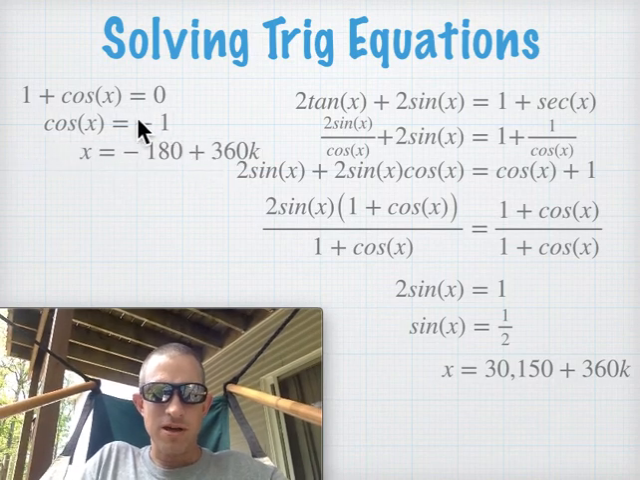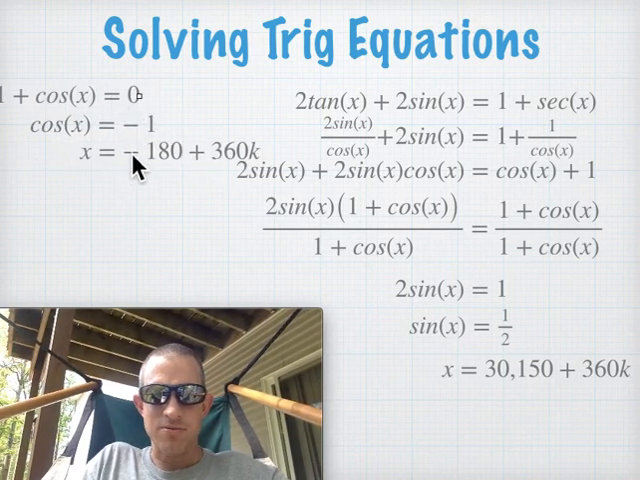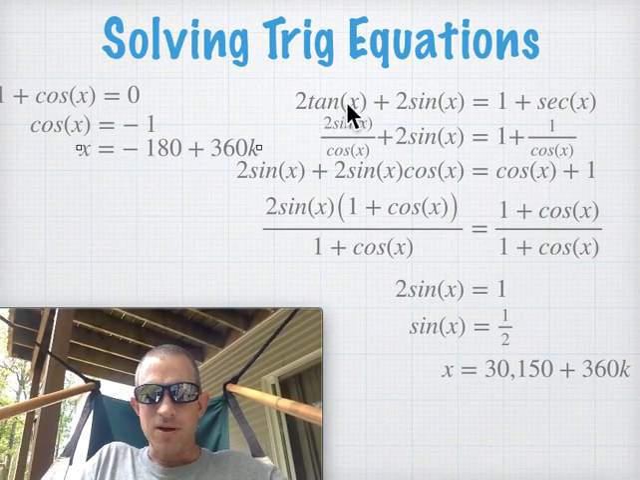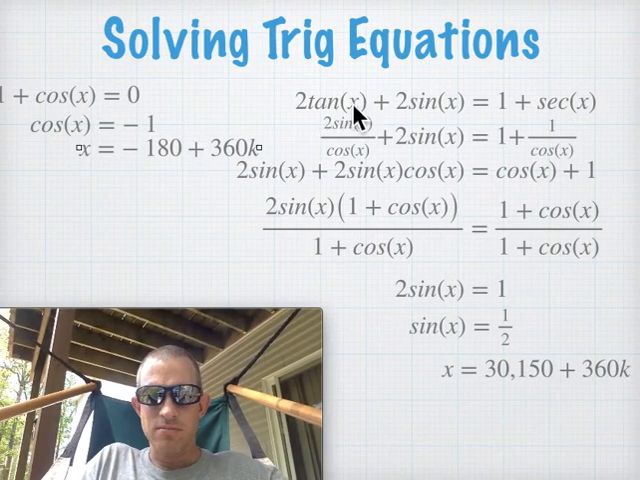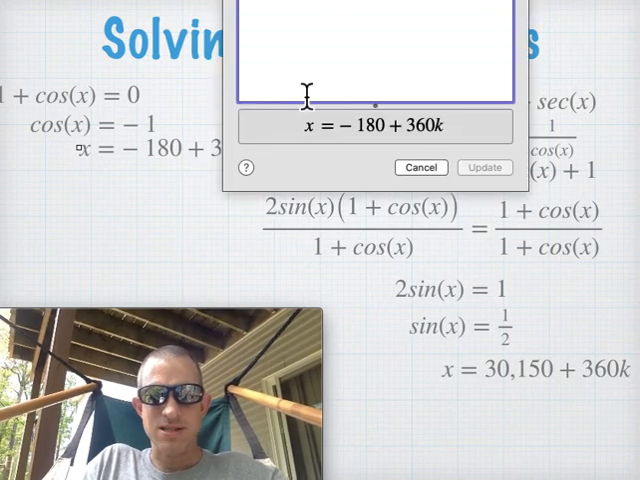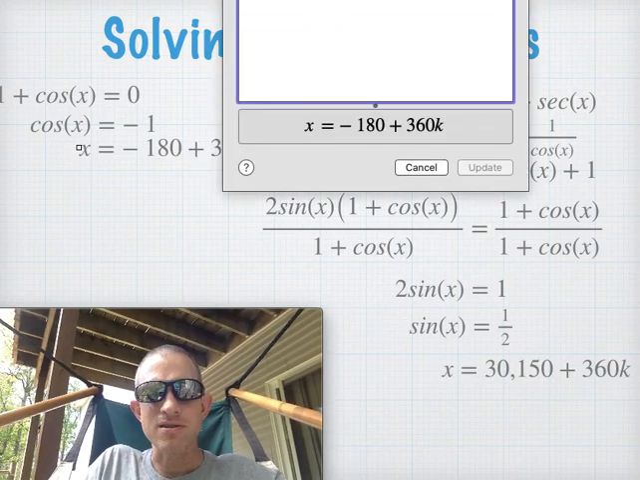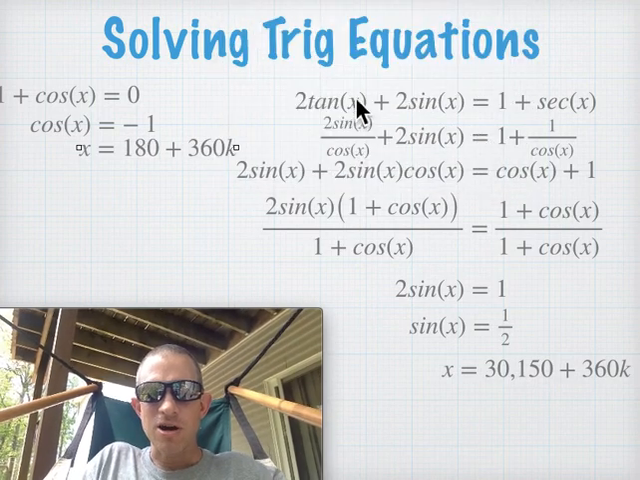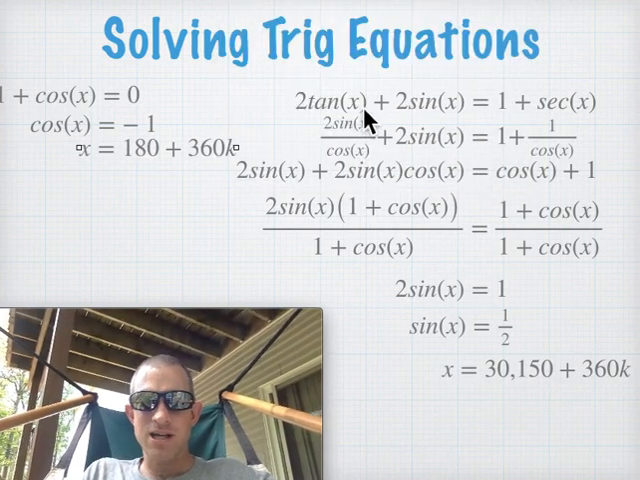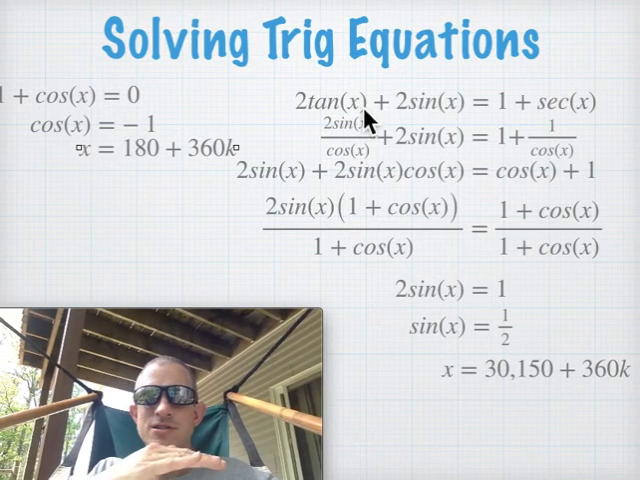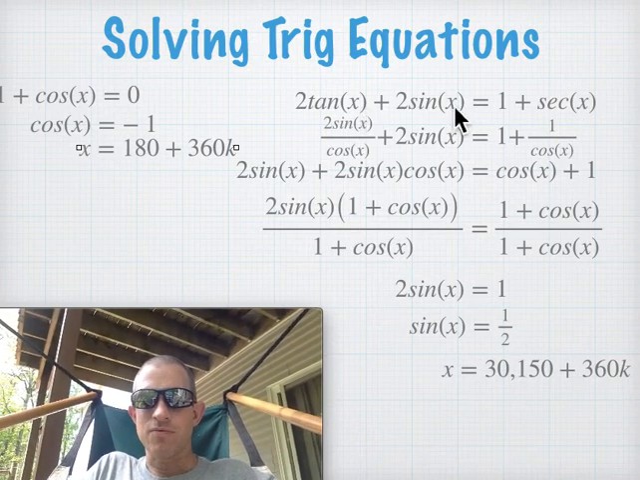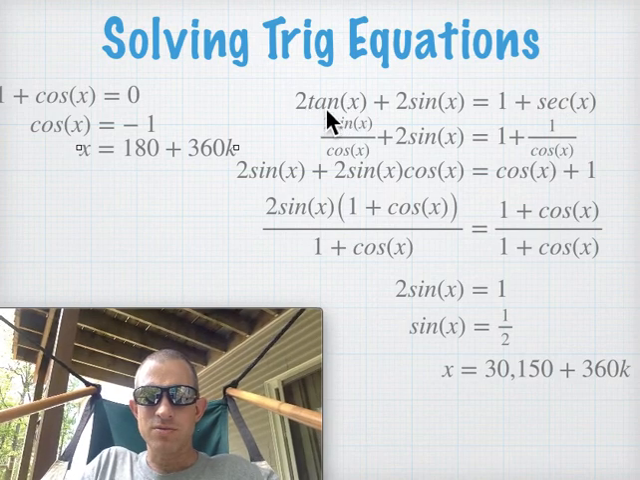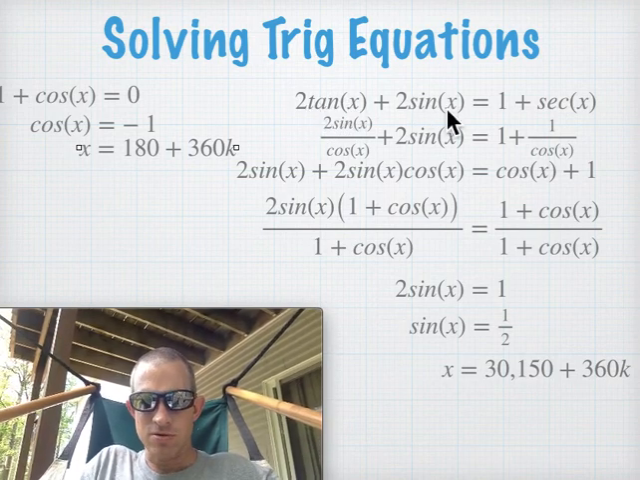And so we ought to think about, does that make the original equation true or false or undefined? If I put in 180 degrees, tangent of 180, the slope of 180 is 0. The height of 180 is 0. And so this would be 2 times 0 plus 2 times 0, which is 0.